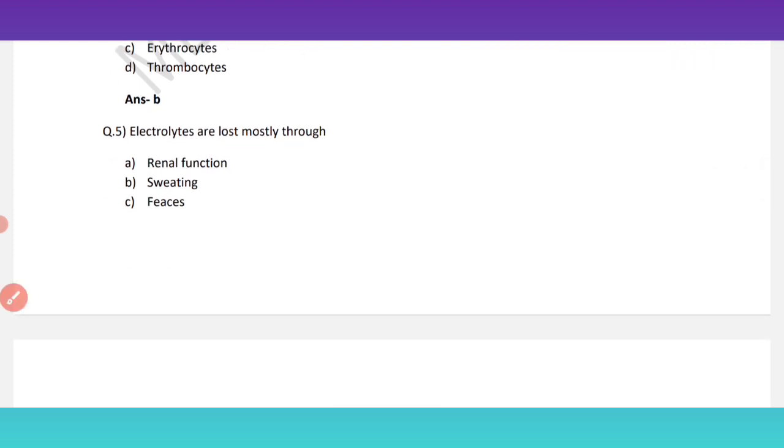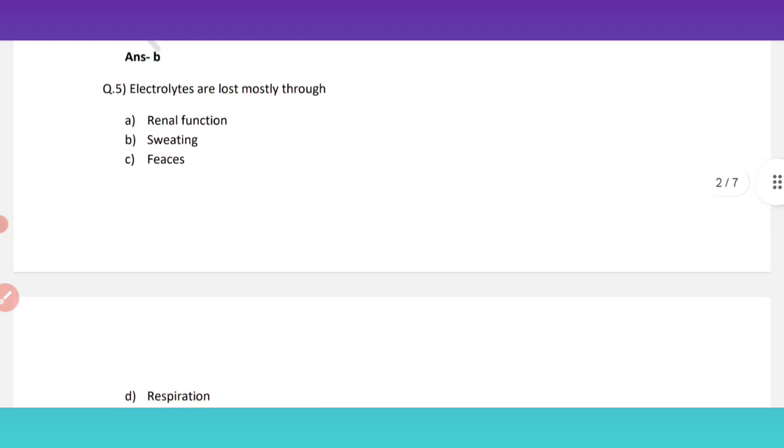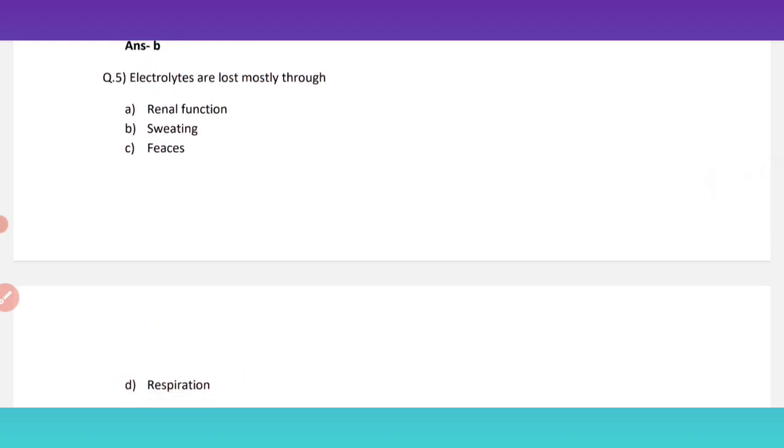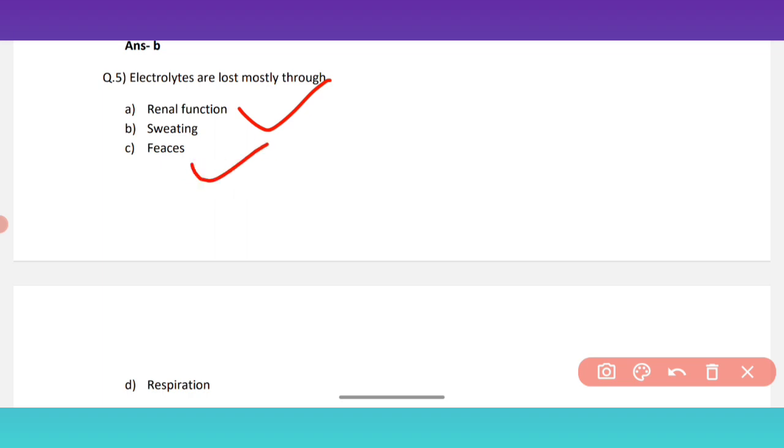The next one is: electrolytes are mostly lost through which mechanism from our body? They have given four options: renal functioning, sweating, fecal matter and respiration. For this question, you should know the normal physiology. Renal function means excreting the normal urine output, 1500 ml per day. It is the normal routine, from birth till death, this is going to happen. The same way excretion of fecal matter and respiration happen every day, every minute, every second. But what about sweating?